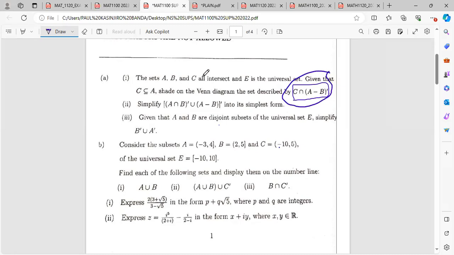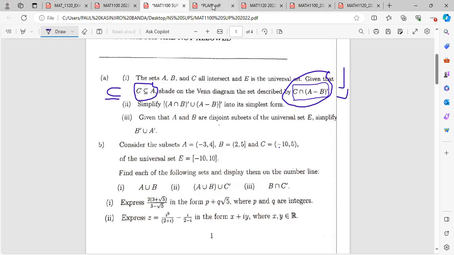So they are saying A, B, and C all intersect, and then E is a universal set. Then given that C is a proper subset of A, okay? This symbol here with a C and a line down there, it means a proper subset of A, meaning this set C is equal to the set A, okay? So whatever is in set C is also present in set A, okay? So set C and set A, they are equal based on this kind of information that they have given us now.